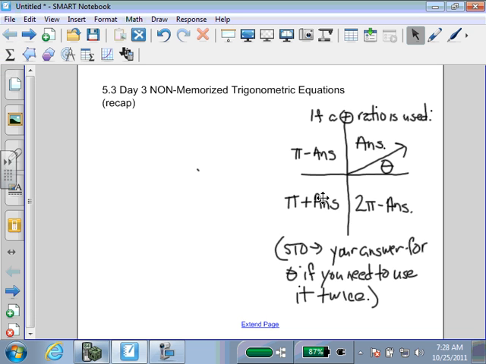If by chance you need to use your answer more than once, we talked about the fact that you could store your answer in any of the alpha characters on your calculator. Okay, so let's try some problems.